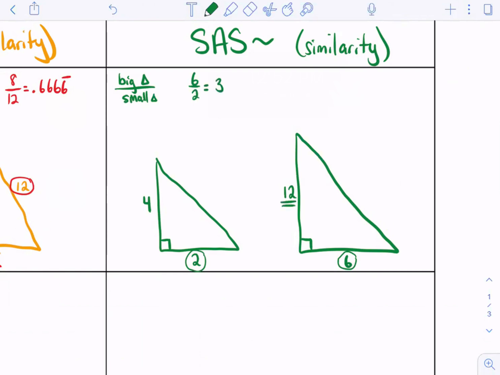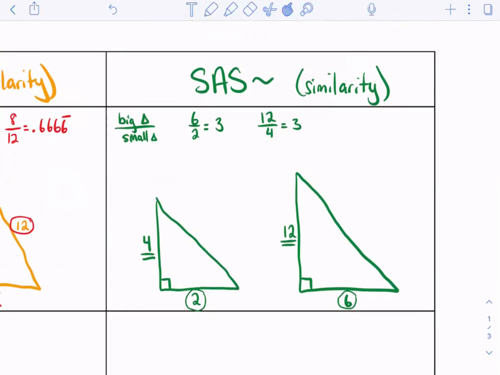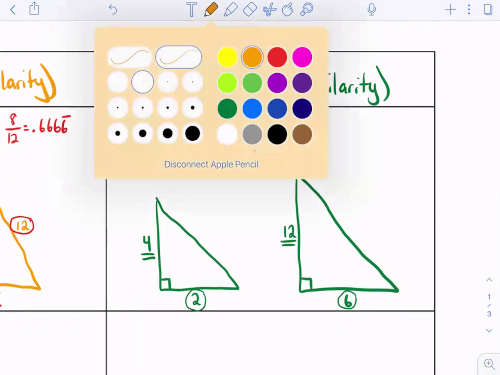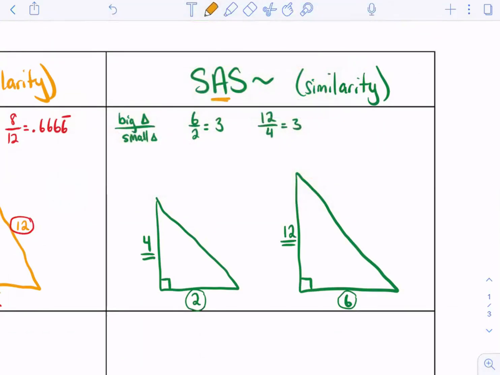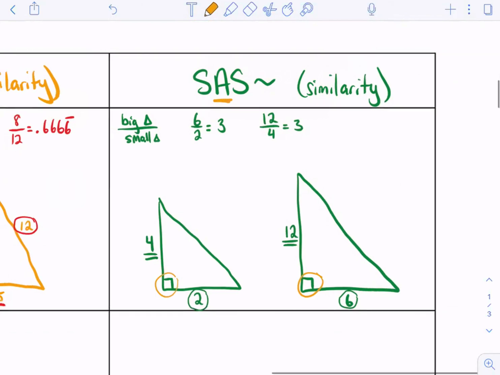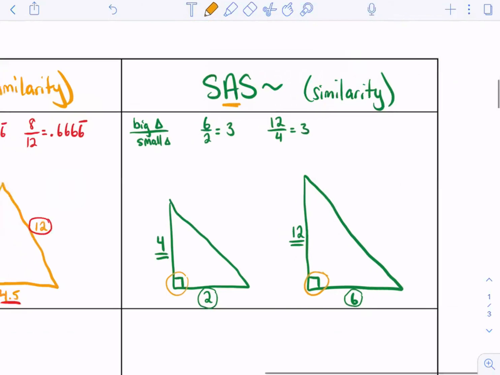And then let me do 12 over 4, because those are the larger numbers. 12 over 4 is also 3. So if you notice, the sides are in the same ratio, and now this is the important part, there is an angle between those similar sides. So since the sides are in the same ratio and they have an angle that's congruent because it's both 90 degrees between them, then that means these are also similar.